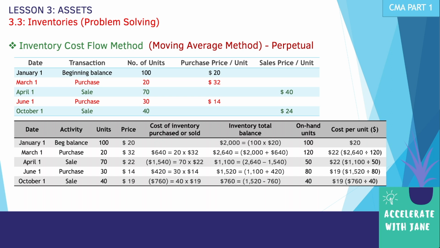Okay, on October 1, the company has sold 40 units. As you can see here, the cost per unit of inventory sold is $19. So we multiply 40 by 19, we get 760. As of October 1, if we are asked how many inventory units are on hand, we say 40. Okay, so here, inventory items as of June 1, 80, less the number of inventory sold on October 1, 40. So the remaining balance is 40. And then we get the remaining balance of inventory, that is 1,520 less 760. So the ending balance of inventory as of October 1 is $760.